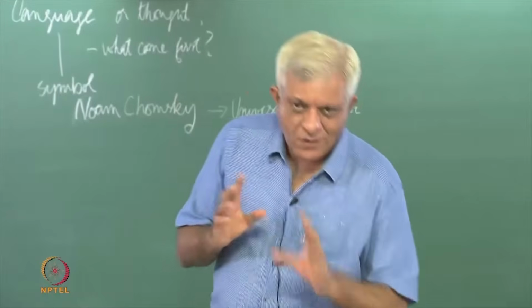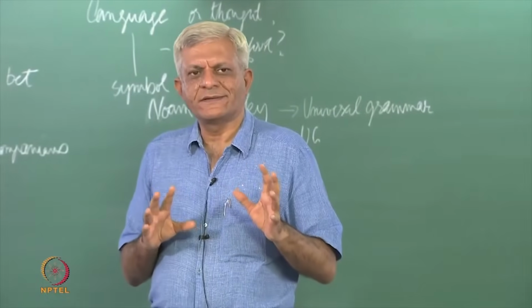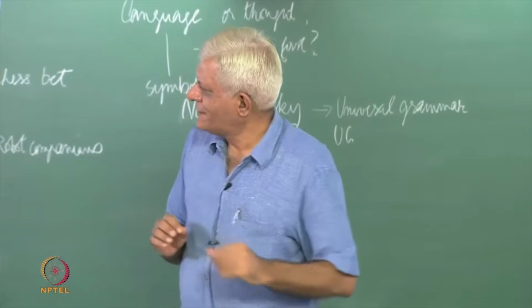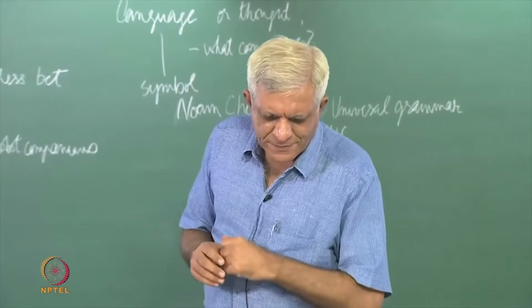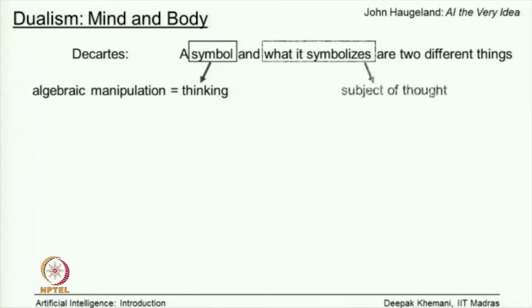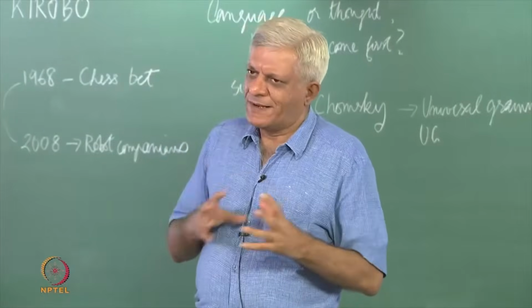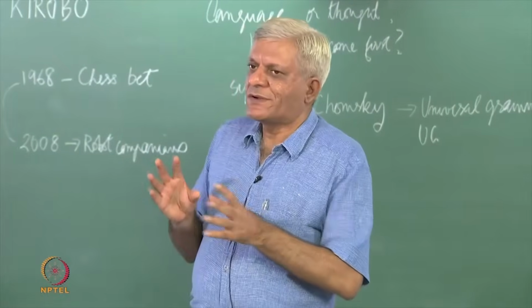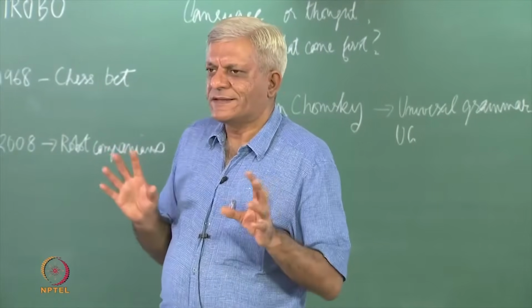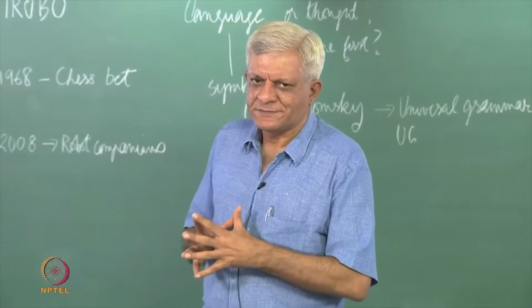So, this notion that the symbol chalk is separate, and then we have this problem that a symbol is amenable to algebraic manipulation. So, you can do thinking. What we call thinking is basically symbol manipulation, and the subject of thought is the real world out there, what it symbolizes, and they are different things. The mind is different and the body is different, essentially.